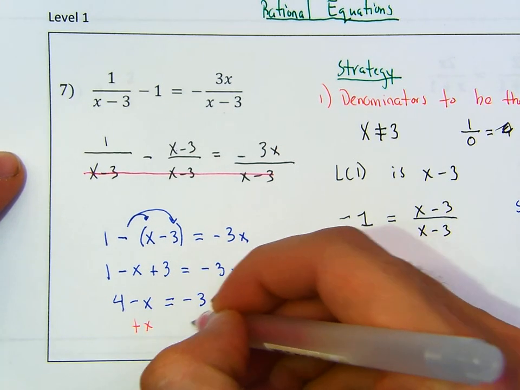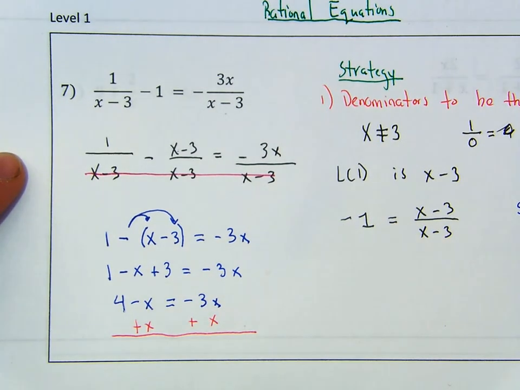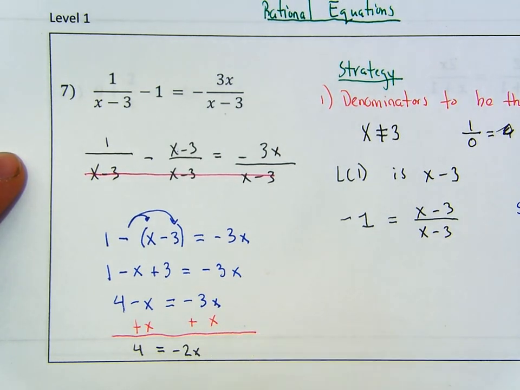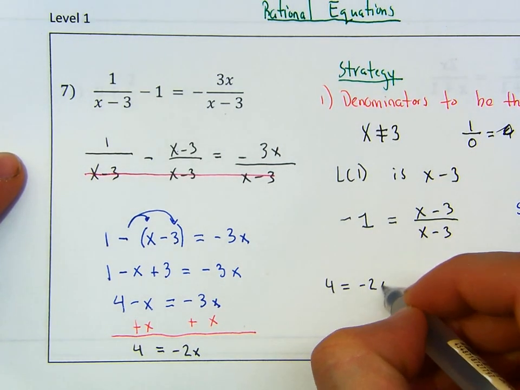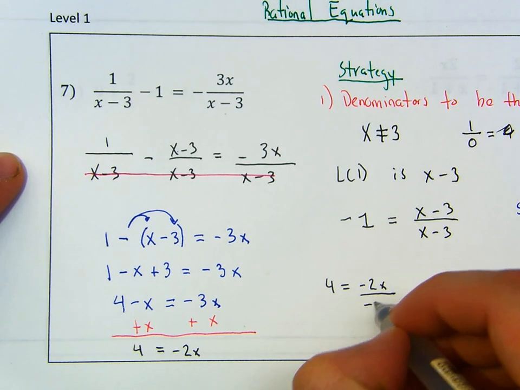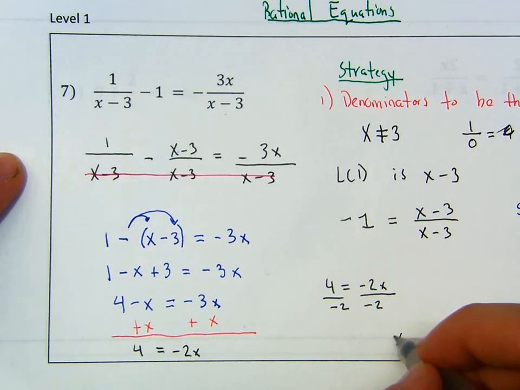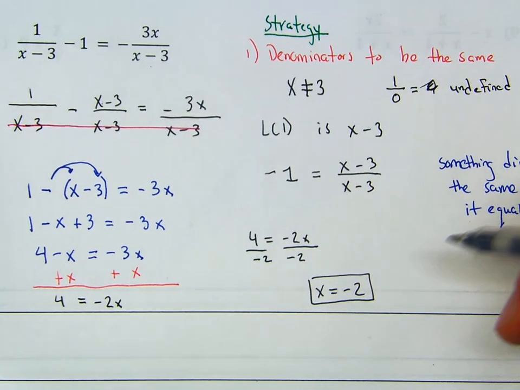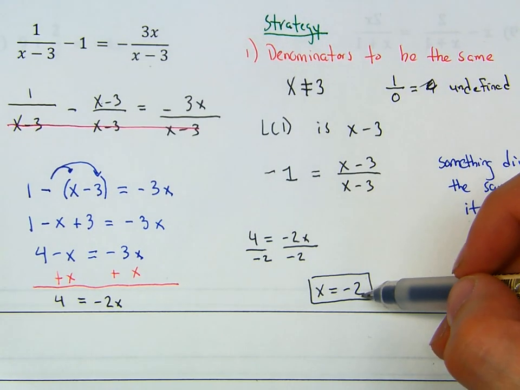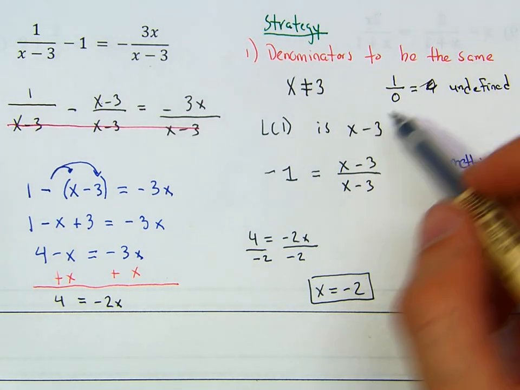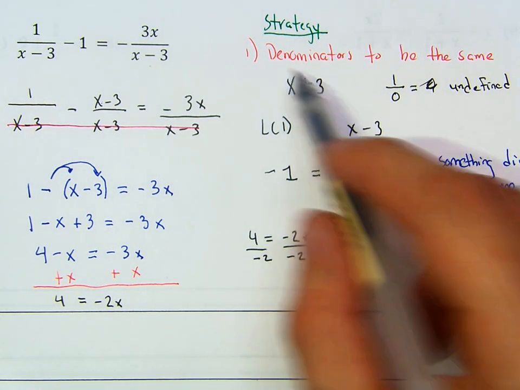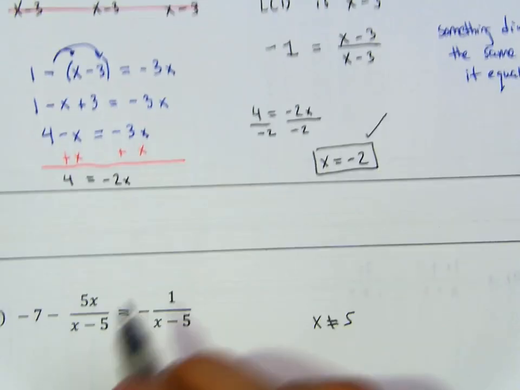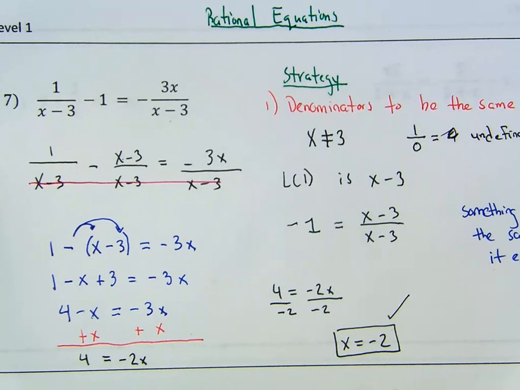We do plus x, and now here this becomes 4 equals negative 2x. And now once you have 4 equals negative 2x, you divide by negative 2, divide by negative 2, so x is equal to negative 2. And then you ask yourself, once you get to this point, is x allowed to be negative 2? Yes. x can be any number except 3. Okay? So x equals negative 2 is okay. All right? And that's how we solve the first one.